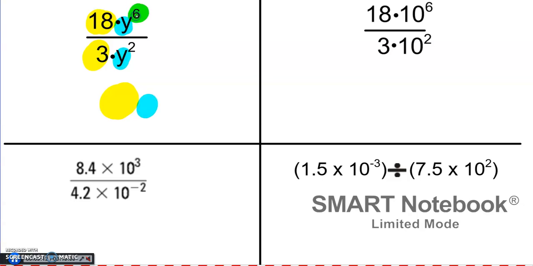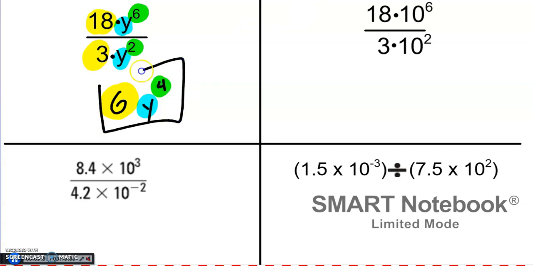And when we divide our exponents, we subtract. They have the same base. So we're going to be doing 18 divided by 3 is 6. We keep the y. And then we do 6 minus 2 to get 4. So we have 6y to the 4th as our final answer. Sweet. Let's move on to the right-hand side.